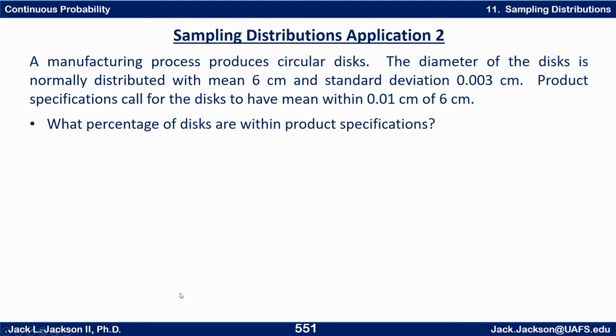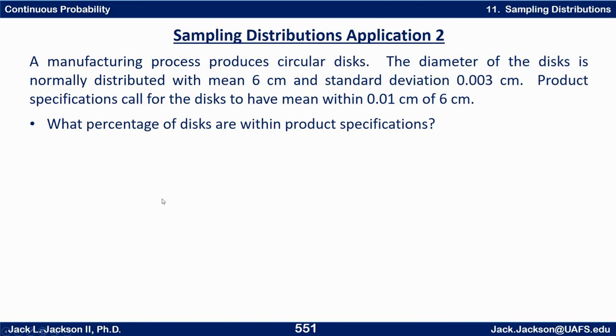All right, application 2. A manufacturing process produces circular discs. The diameter of the disc is normally distributed with mean 6 centimeters and standard deviation 0.003 centimeters. Product specifications for the disc call for the disc to have a mean within 0.01 centimeters of 6 centimeters. What percentage of discs are within product specifications? Work this out. Come back when you're ready. Press pause now.